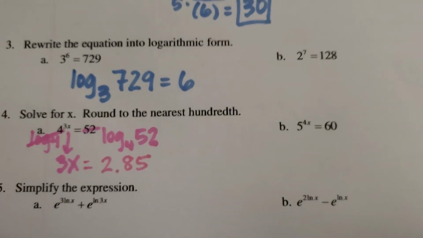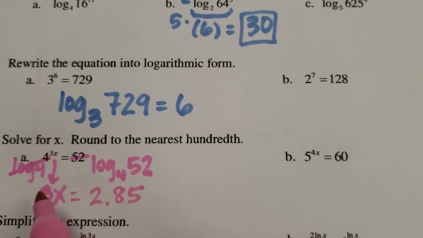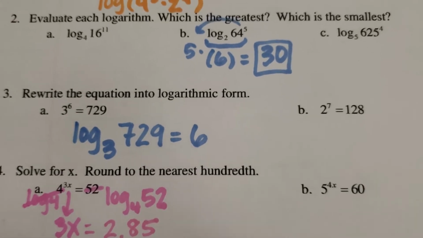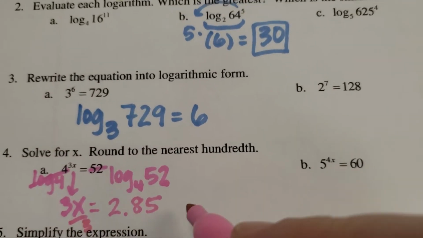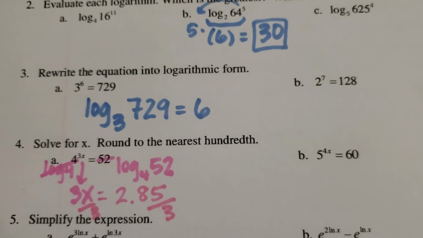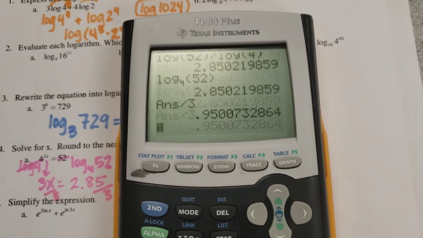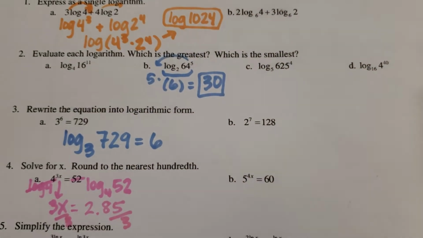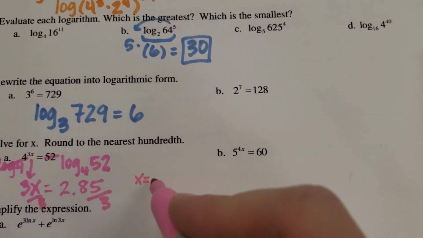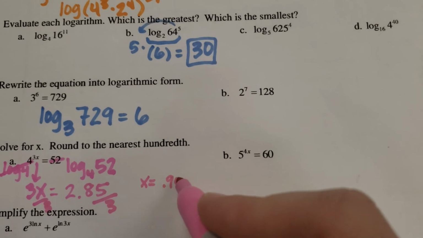Okay, so that's not the value of x. I still have to solve for x, so 3x equals 2.85. I'm going to divide by 3 on both sides. So 2.850 divided by 3 gives me 0.95. So my final answer here is x equals 0.95.